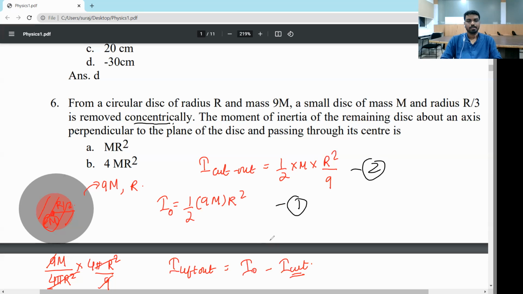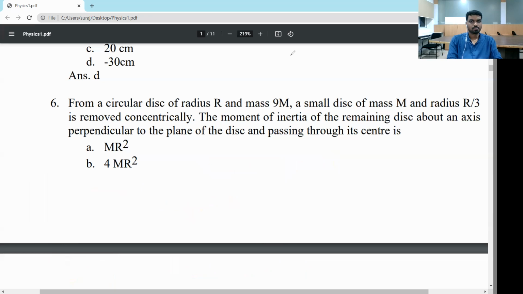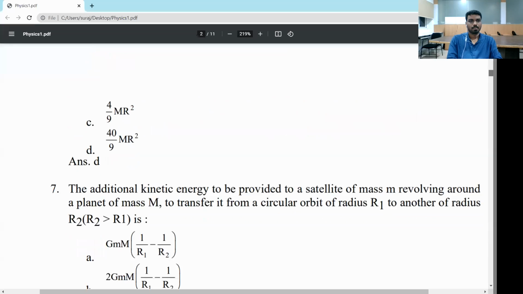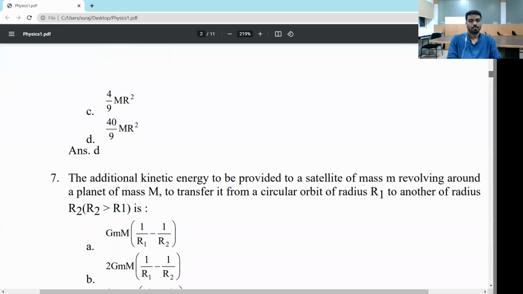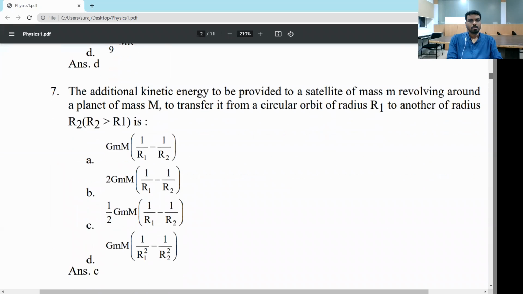Okay. Next, coming to question number 7. The additional kinetic energy to be provided to a satellite of mass m revolving around the planet of mass capital M to transfer it from a circular orbit of radius r1 to another of radius r2.